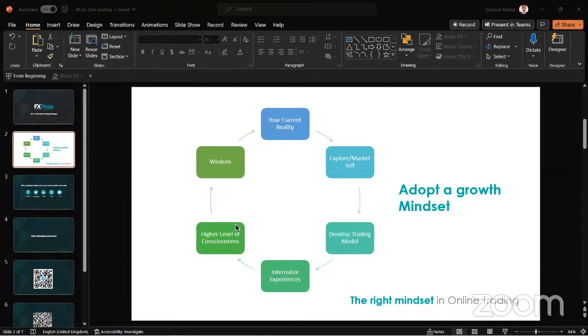And that brings you to a higher level of consciousness, which is you looking back and not believing why you started trading earlier with very little knowledge. At this point, you start seeing things from a much broader and better perspective than where you are. And then you have wisdom. I think we cover this at length in the psychology section. And then finally, it brings you to a new current reality, and this cycle repeats.